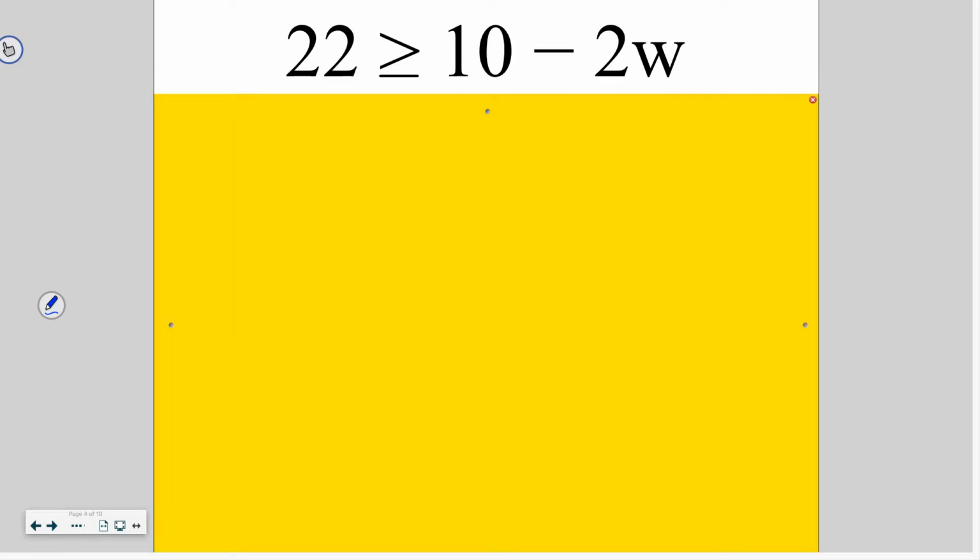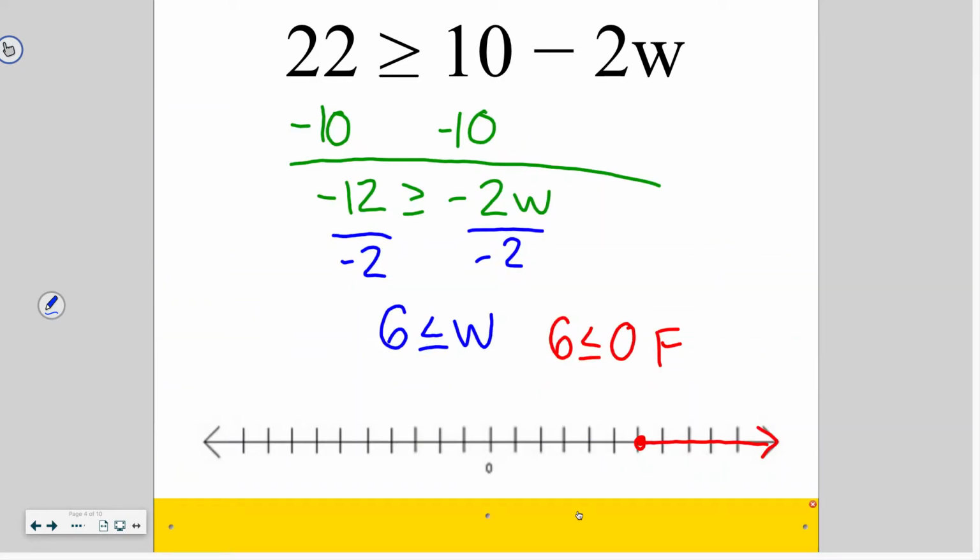Go ahead and try this one on your own. Solving first by subtracting 10 and then dividing by -2. Remembering that when you are dividing by a negative, you are flipping that inequality symbol. So you end up with an answer of 6 is less than or equal to w. Closed circle at 6, 0 is false, so that arrow is going to the right.